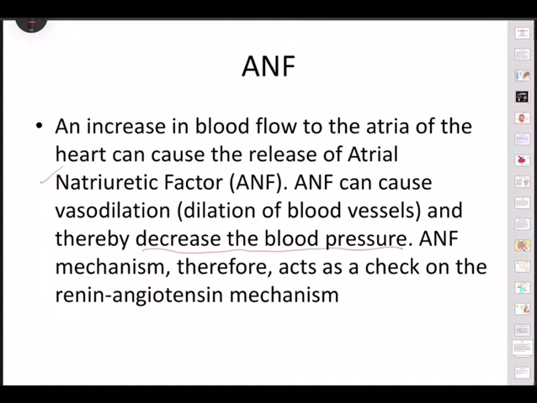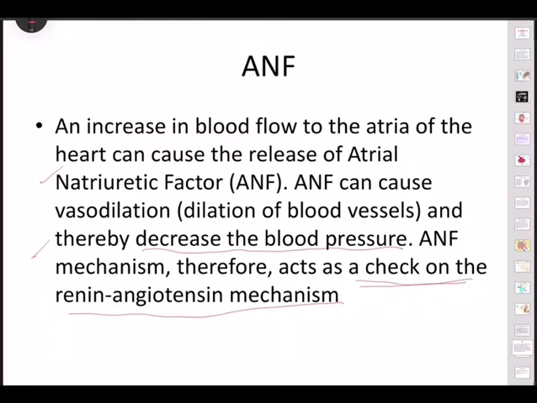So an increase in blood flow to the atria, meaning the auricle of the heart, can cause the release of ANF. ANF can cause vasodilation, dilation of blood vessels, and thereby decrease the blood pressure. The ANF mechanism therefore acts as a check and balance on the renin-angiotensin mechanism. So this is how three factors control the functioning of the kidney.